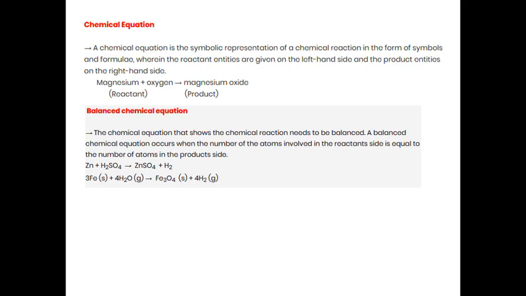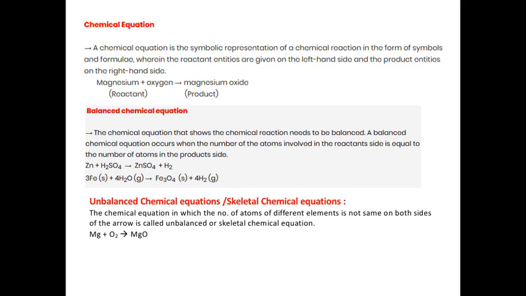What is a chemical equation? When chemical reactions are symbolized with the help of symbols, as we have done in small classes, that is known as a chemical equation. It has two parts. The left side is known as the reactant, the right side is known as the product, and both are separated by an arrow sign. Generally, all the information and conditions are written above or below that arrow.